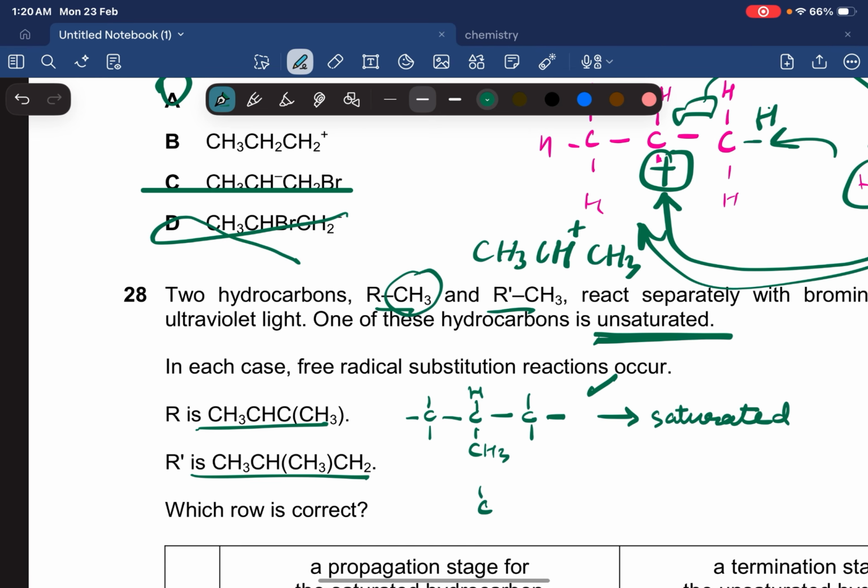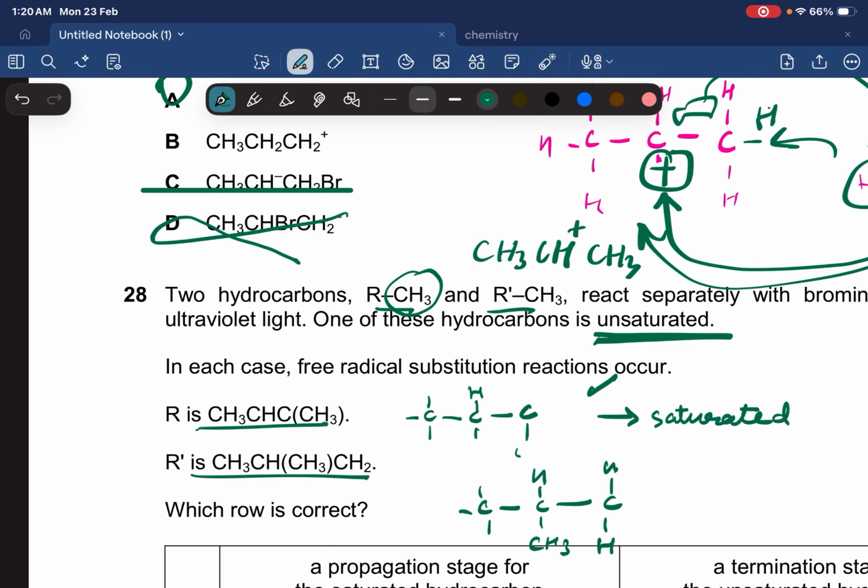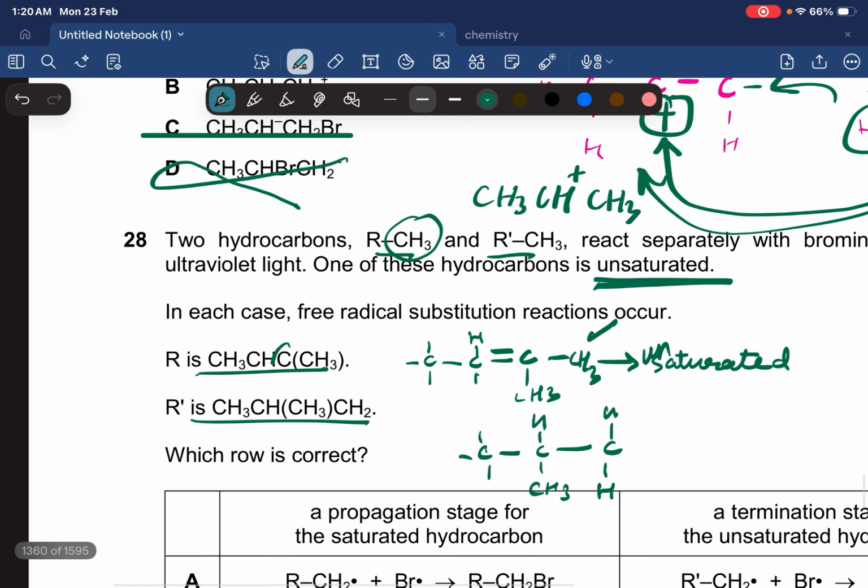For the second one, let's check this out. Then there is a CH3, and then there is a CH between this hydrogen. Okay, so no, there was an extra carbon here. No, this one's unsaturated. I just realized that there was a carbon here and then a CH3 here, and there's a double bond here and then a CH3 here. So this one was unsaturated. Sorry, I just missed out the last one.